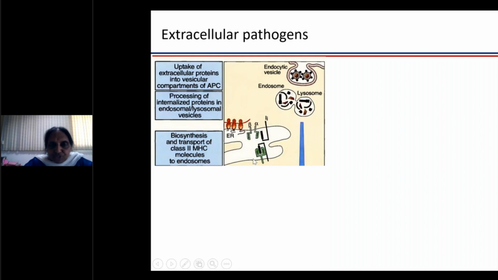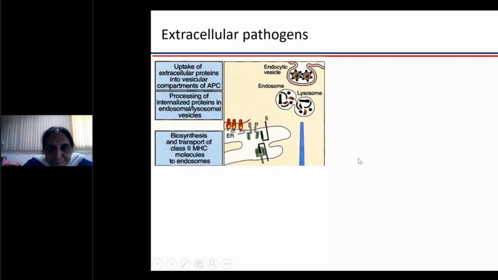And this also gives stability to the MHC class 2 molecule, plus it prevents peptides which are present in the endoplasmic reticulum, which are supposed to be bound by MHC class 1, from binding to MHC class 2. So now we have the MHC.